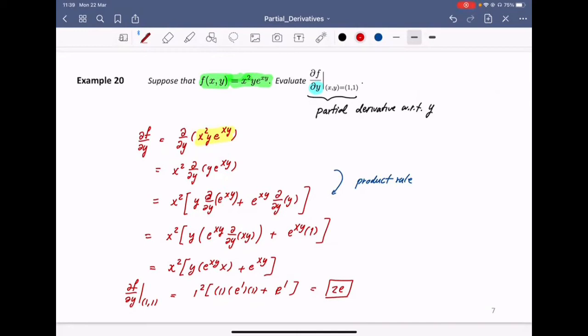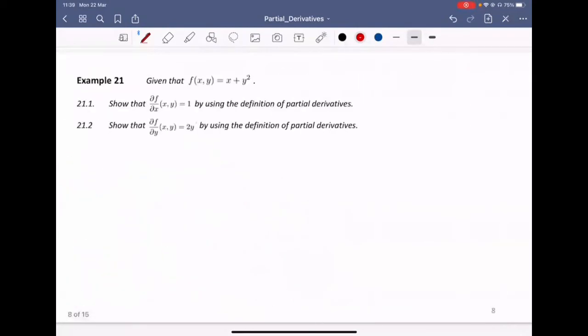Sounds good? All right, so we have about 20 minutes left. Well, about 15 to 20 minutes left. I am going to show you how to compute partial derivatives by using definitions. Sometimes I want to test you if you know how to use a definition.